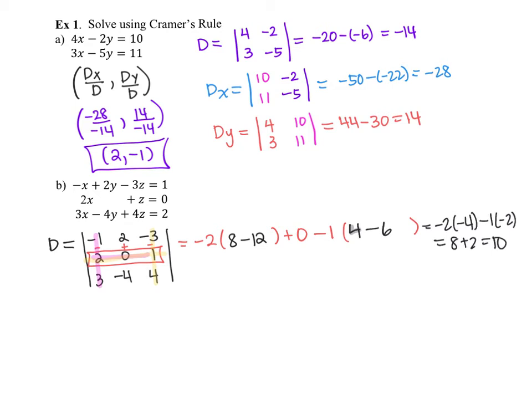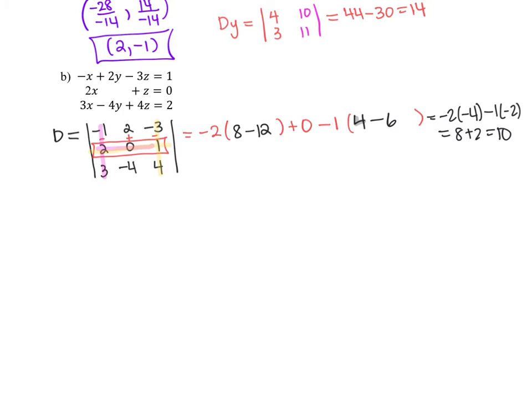Okay, let me try to do dx next. For dx, it's going to be the same matrix except for the x column. So I'm going to skip the first column, but I'll copy the other columns. Negative 3, 1, 4. And then the x column will get replaced with the coefficient matrix. 1, 0, 2.